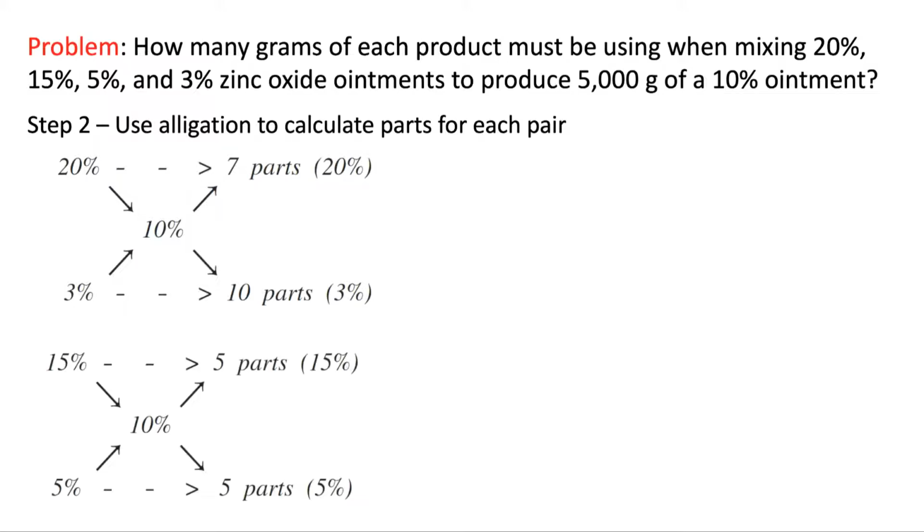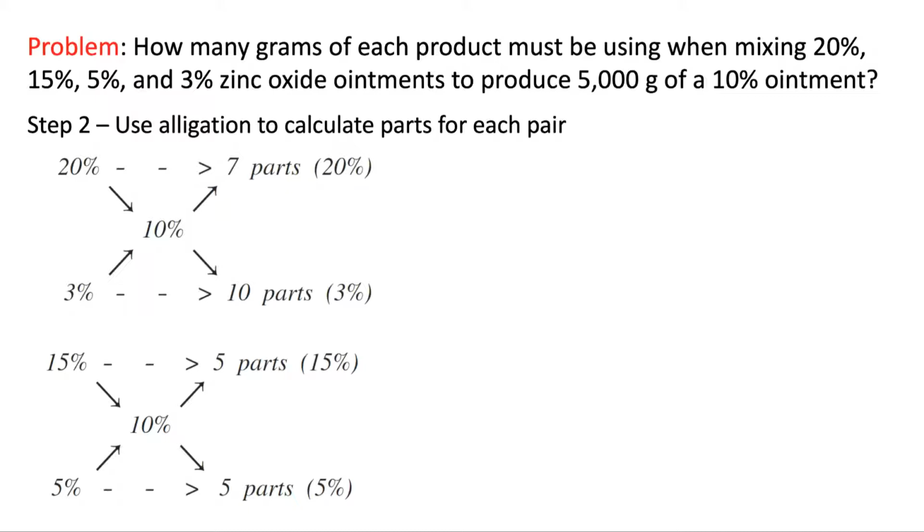All right, let's move to the second pair. Starting with its higher concentration, which was 15%, I put the 15% on the upper left. Directly below that and down a ways, I put my lower strength, which was 5%. In the middle and to the right, I put my target, which is 10%. Starting with the upper left with the 15%, going down following the arrows diagonally, I will cross subtract. So 15 minus 10 gives me 5.